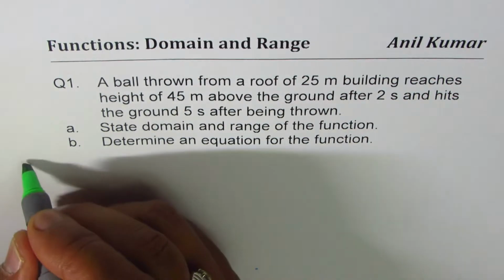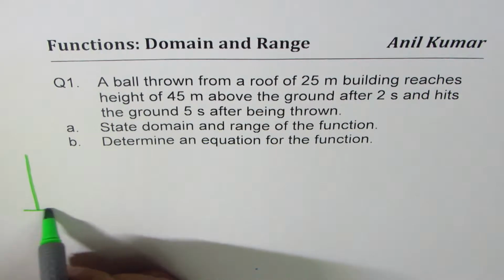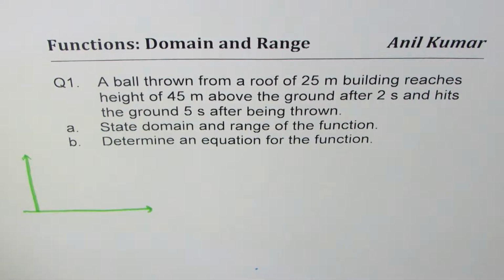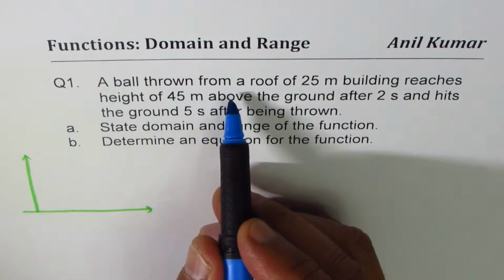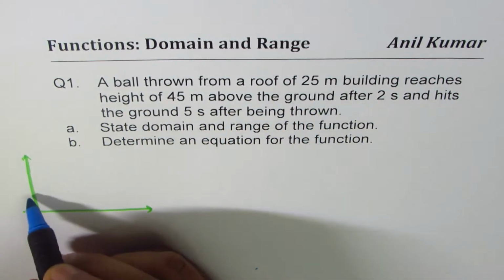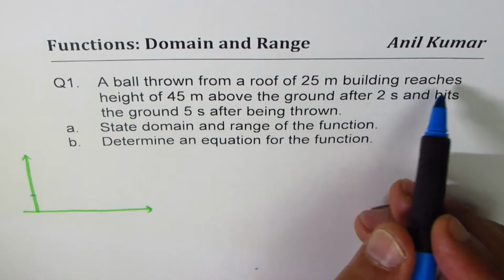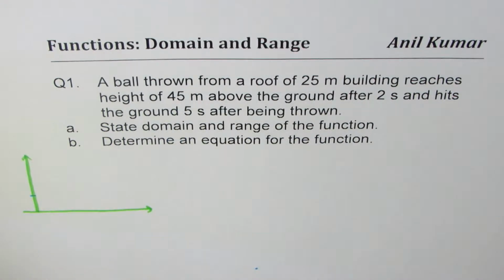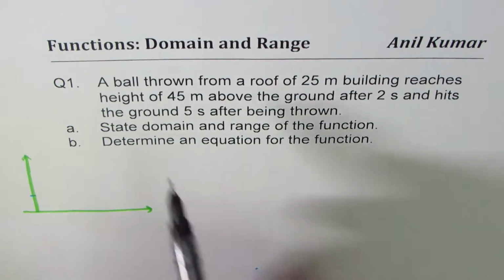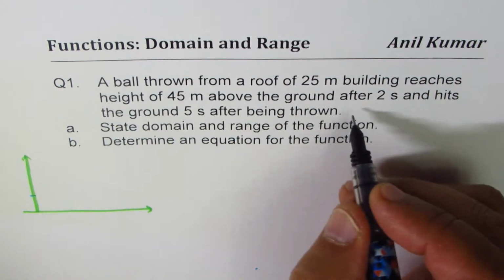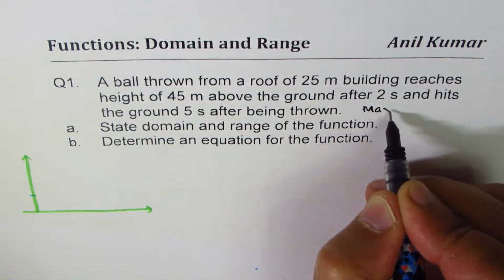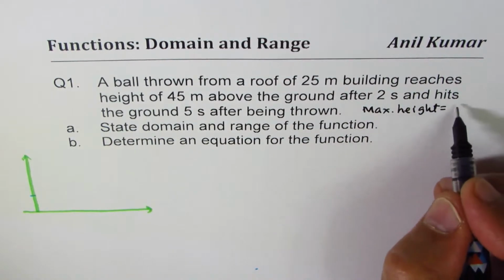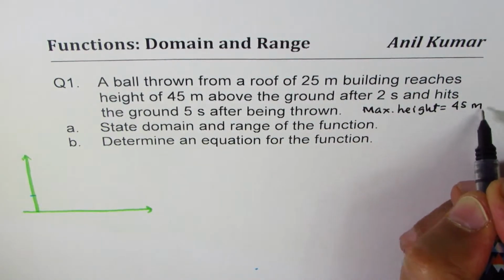Now let me first sketch and show you what we are trying to solve. A ball is thrown from a roof 25 meters high, let's say this is 25 meters, and reaches a height of 45 meters. So we'll assume that this is the maximum height, right? So we are making an assumption. Maximum height equals 45 meters.